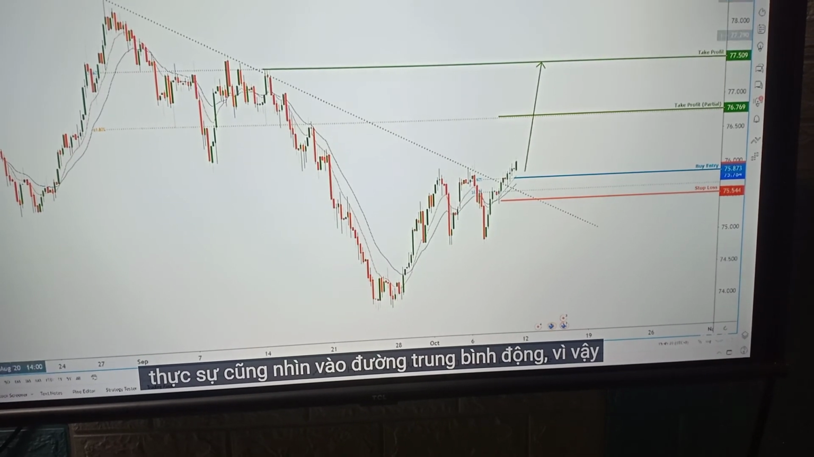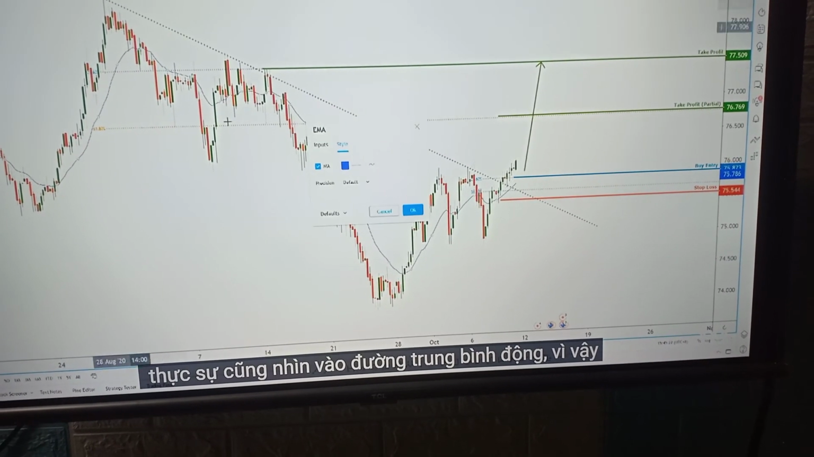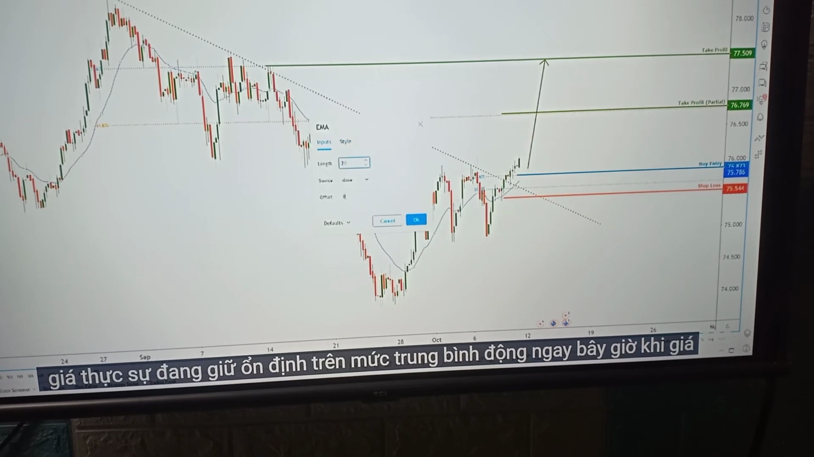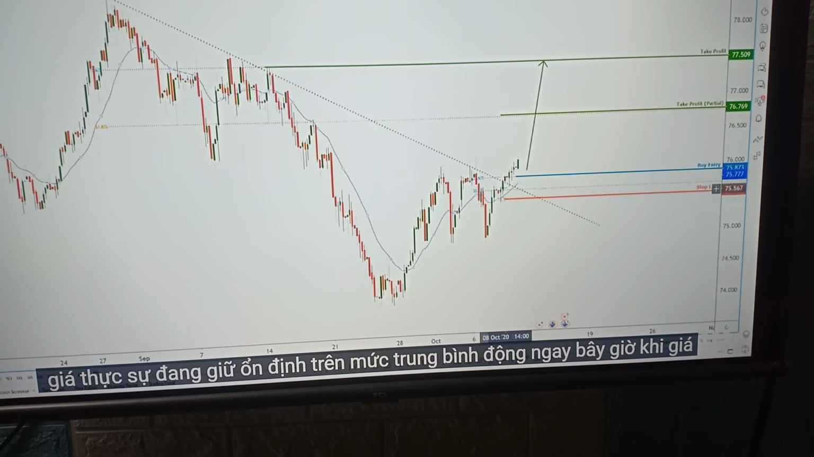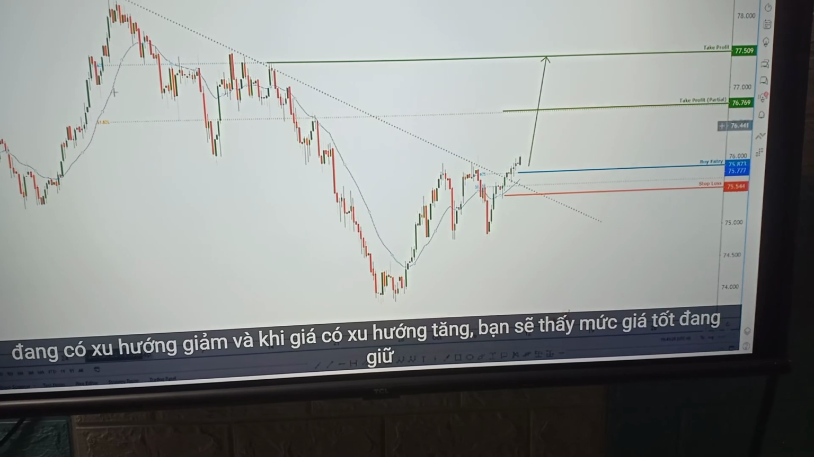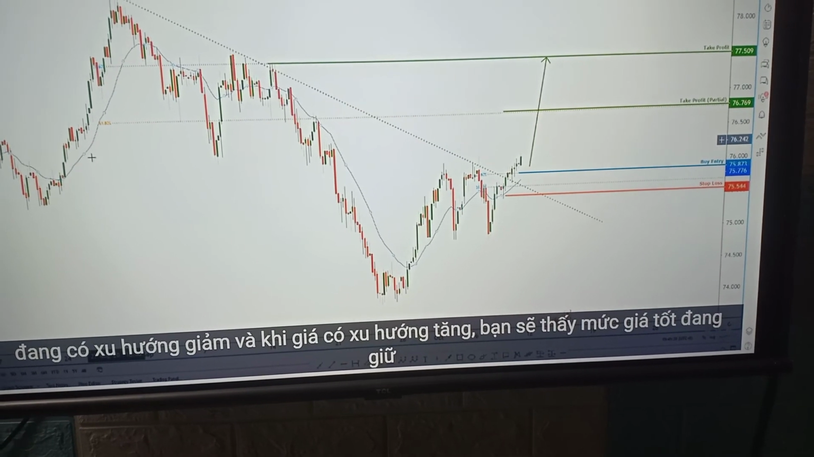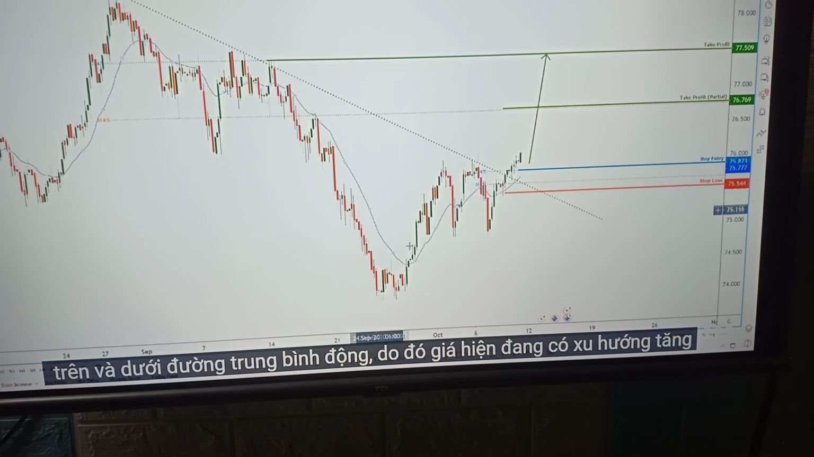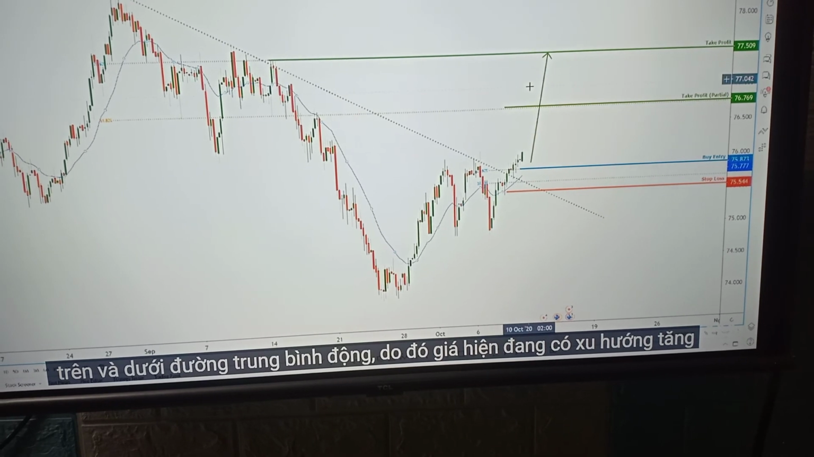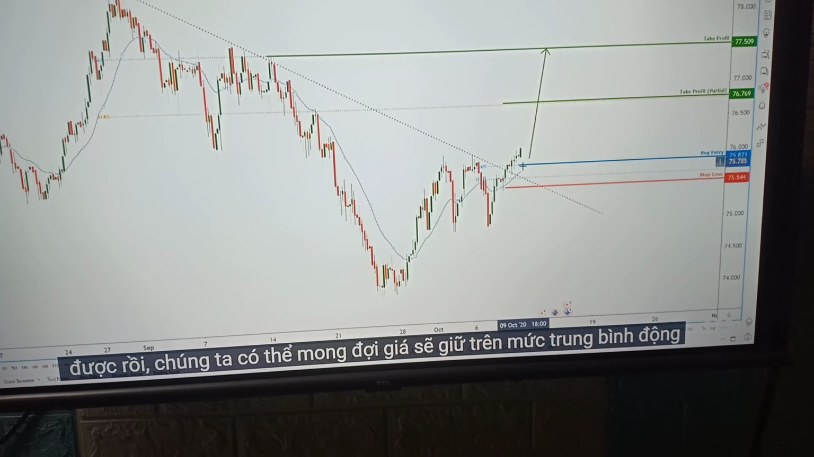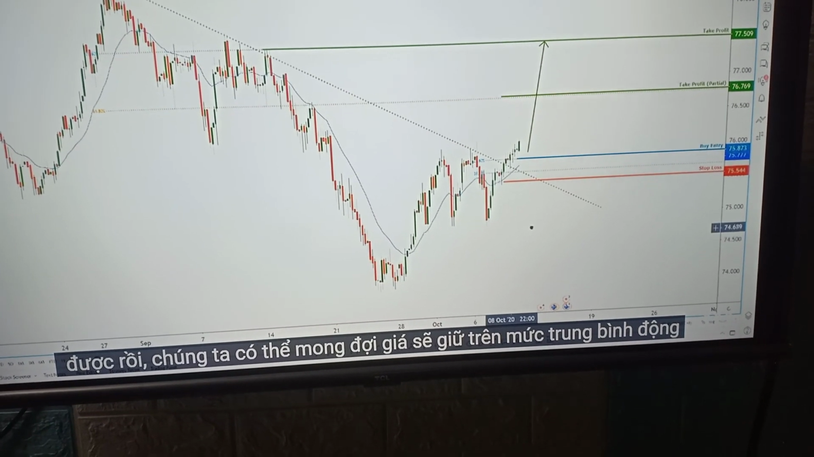Last but not least, we can also look at the moving average. Price really is holding above the moving average. When price is trending down and when price is trending up, you see how nicely price holds below and above the moving average. So now price is on an upwards trend, and we can expect price to hold above the moving average as well.